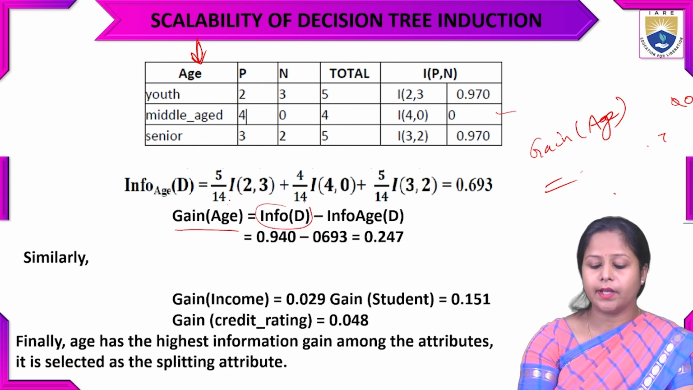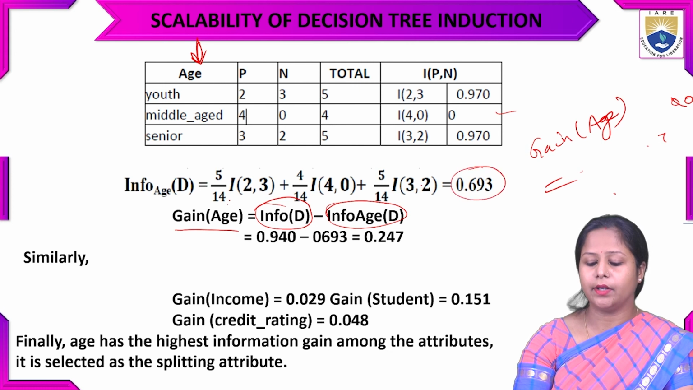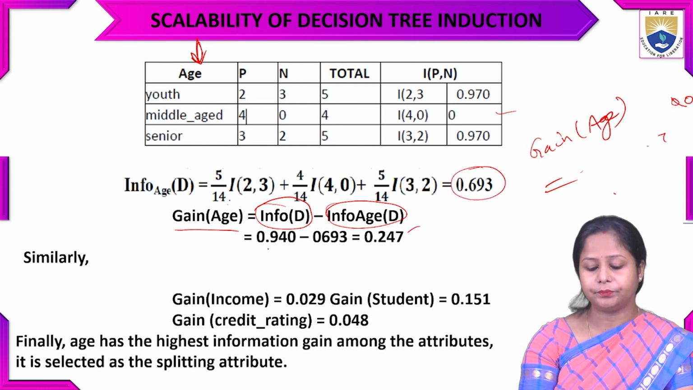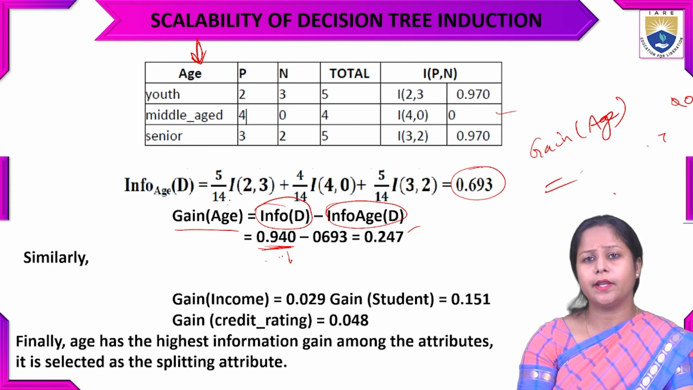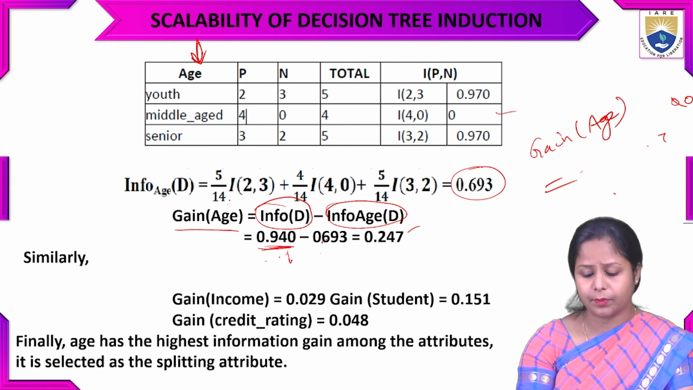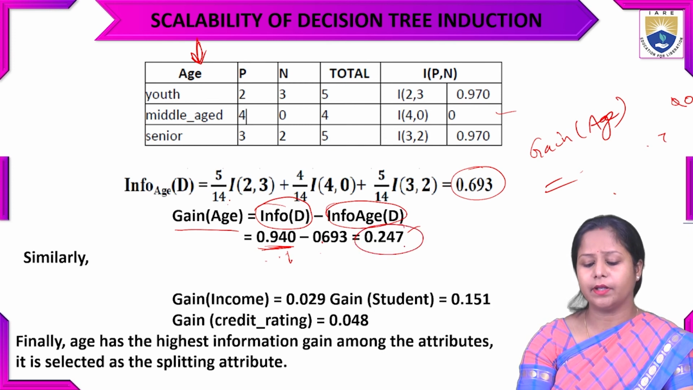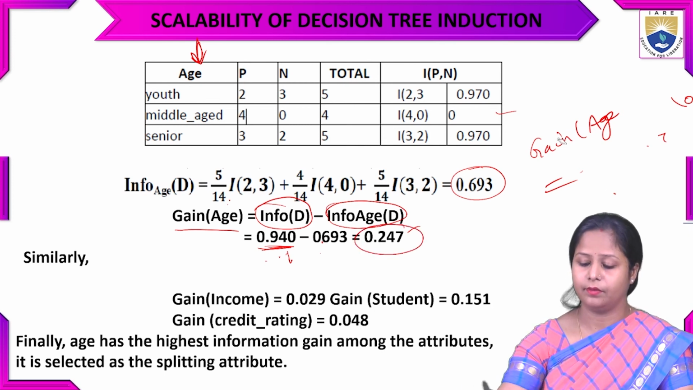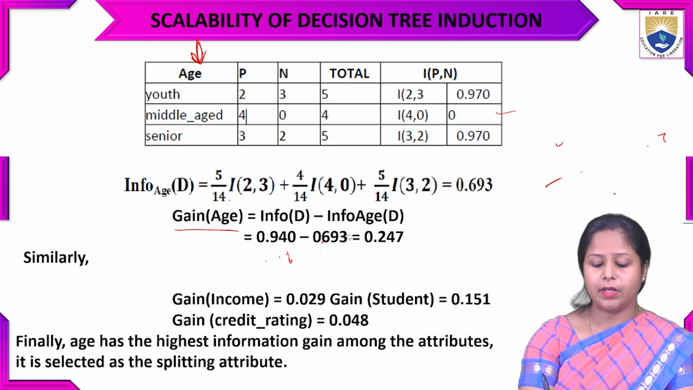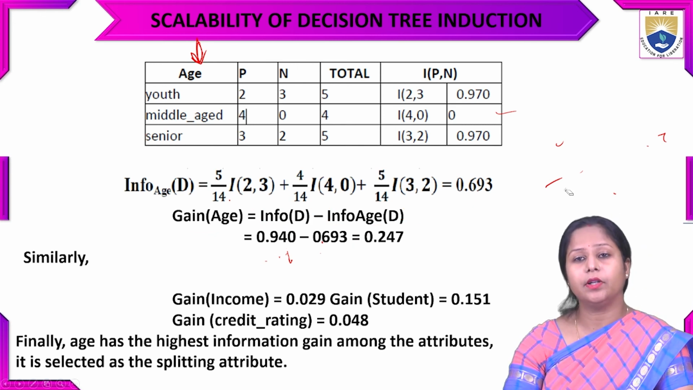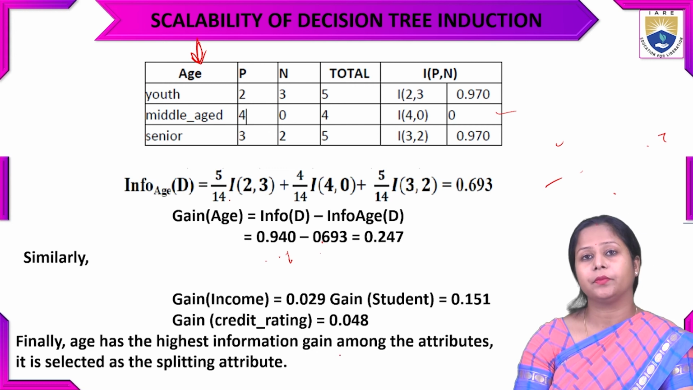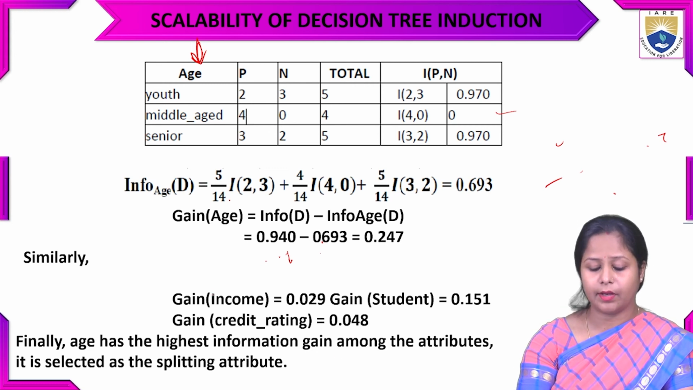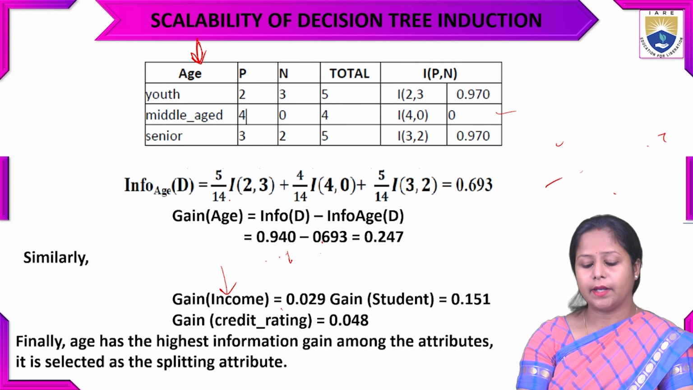So we have already calculated the info of D in the earlier slide. Now we have calculated the info of age of T. So we will put the values in this formula, that is 0.94 minus 0.693. The result we will get is 0.247, right? So similarly, gain of income, if we are calculating for another column, we will have to calculate the gain of the income, and we will get 0.029.